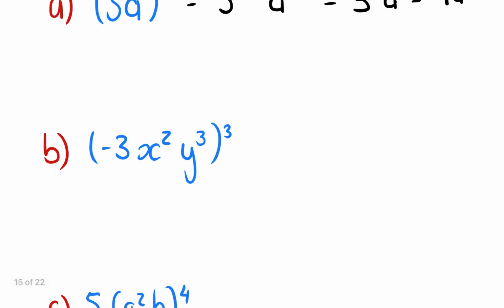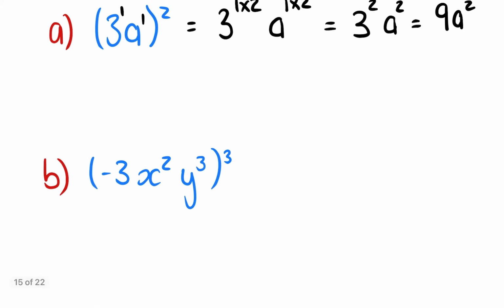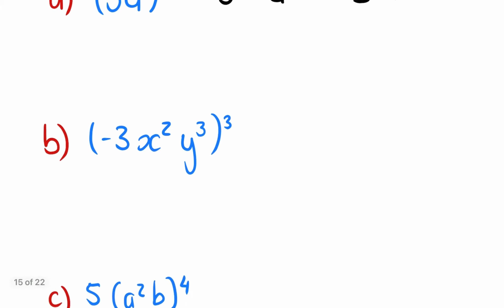Now this one here's got significantly more in it, and that's why I said in the previous one, go and put a power on anything that doesn't. Because if you look here, x and y both have powers on them, but that negative 3 doesn't. So I'm going to put my power of 1 there, so we remember that exists. So then if we put our negative 3, we're not doing anything to the negative 3. We're going to go 1 times, and then the power outside the brackets, which is that 3.